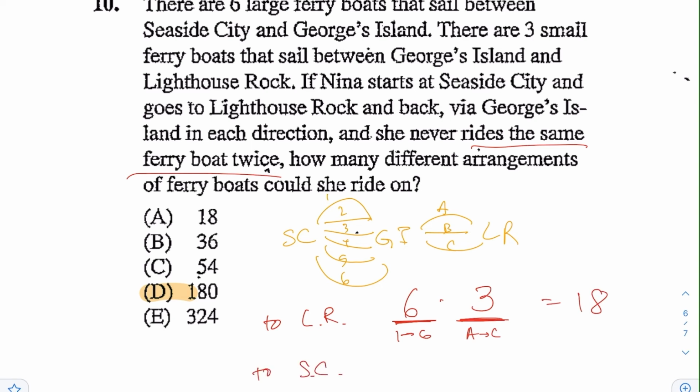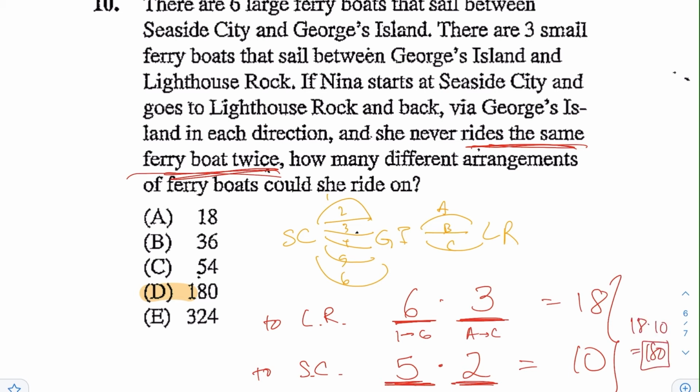Now, if you go back to Seaside City, you lost one of these options now because you don't ride on the same boat twice. So you don't have 6 choices, you only have 5 choices, and you don't have 3 choices for the letter boats, you only have 2. And when you multiply, you have 10. So you have 18 ways to get there, 10 different ways to get back. 18 times 10 will give you a total of 180 total permutations, or choice D.